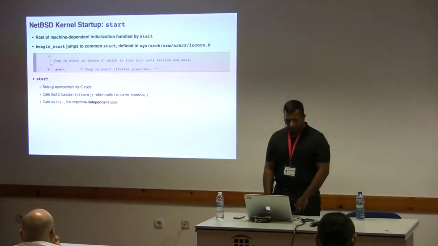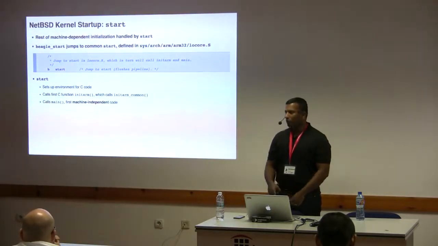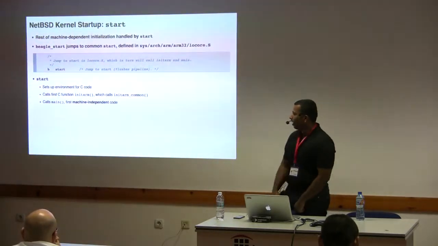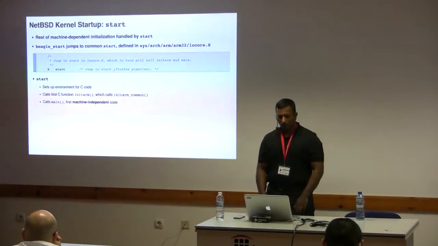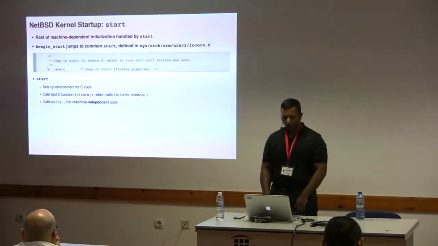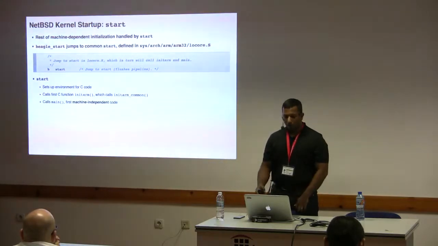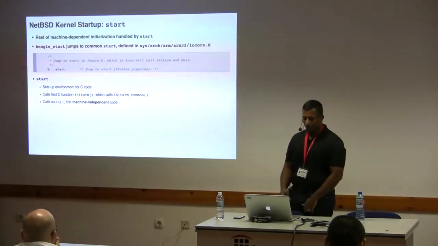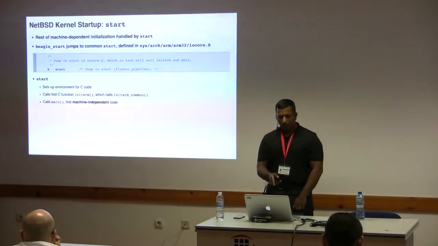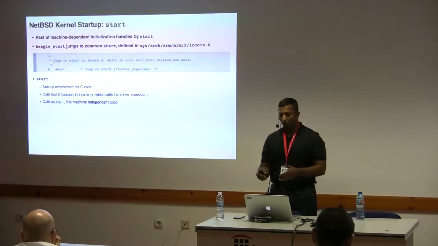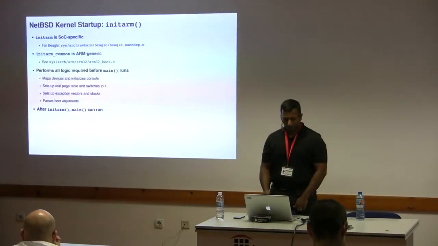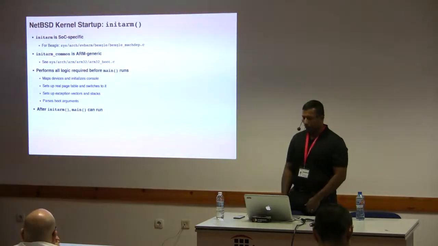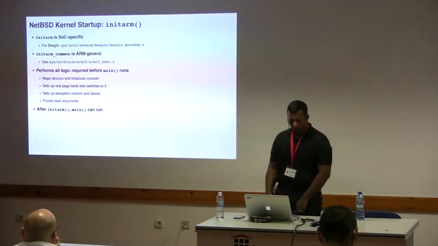So the first C function that'll run is init-arm, which is a helper function init ArmCommon, and that'll do the rest of the kind of machine-dependent initialization for you. So there's a lot of stuff that happens in there. After that's done, then you can call main, which is the first machine-independent code. On FreeBSD, this main is called MI startup for machine-independent startup. But the flow is pretty similar between FreeBSD and NetBSD.